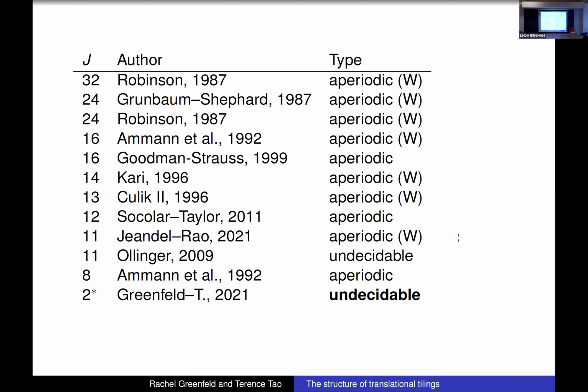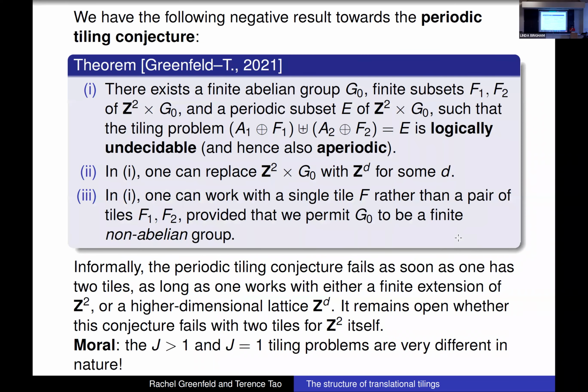But with one caveat: we no longer tile Z2, we have to tile a slightly thicker version of Z2. What we were able to prove is that there exists a thickening of Z2 across a finite group. So you take a slightly larger version of Z2, and then a periodic subset of that. You take some portion of Z2 across a group, and you can find 2 tiles in this slightly thicker plane such that the tiling question is undecidable. So there are 2 tiles in this big space where it is not decidable in finite time whether the tiling exists or not.